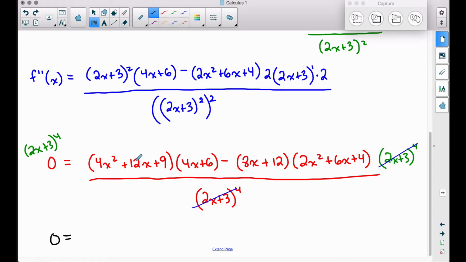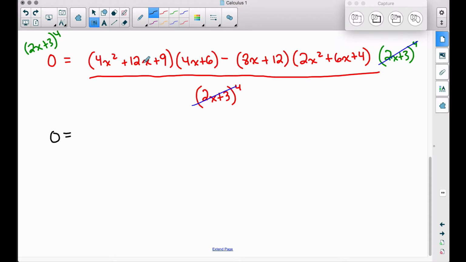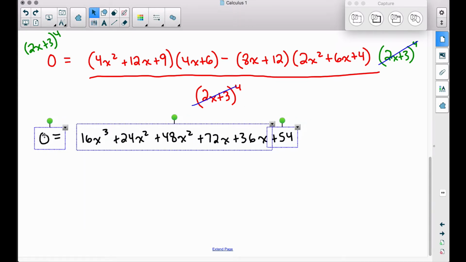Now let's work on multiplying this numerator out, combining like terms, and simplifying it down to something that we can solve. Working on this trinomial and this binomial, 4x squared times 4x is 16x to the third power. 4x squared times 6 is plus 24x squared. 12x times 4x, 48x squared. 12x times 6, 72x. 9 times 4x, positive 36x, and 9 times 6 is 54. Now that is just the first part of our numerator.